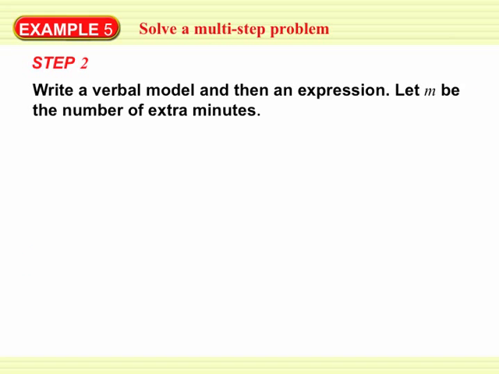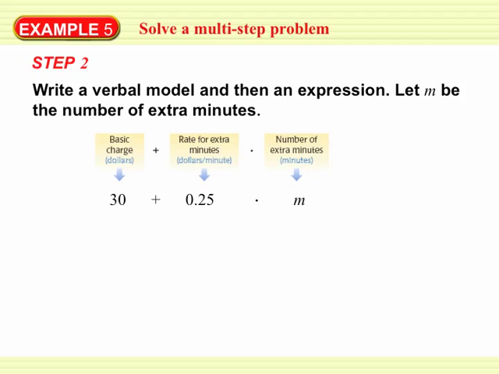Next, I want to write a verbal model and then turn that into a mathematical expression. If M is the number of extra minutes that I talk, then the total amount of money that I'm going to have to pay is a combination of two things. The basic charge in dollars, and then the extra cost for the extra minutes. The cost for the extra minutes is the rate times the total number of extra minutes. So 0.25, that's 25 cents per minute, times the number of minutes.